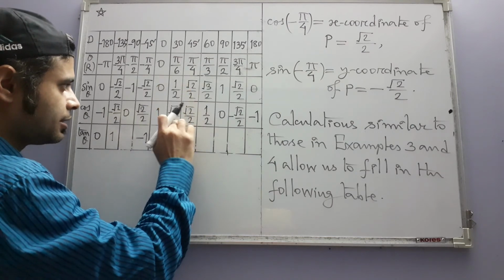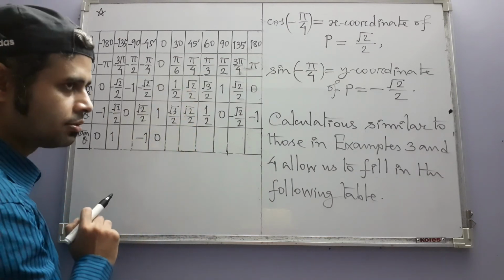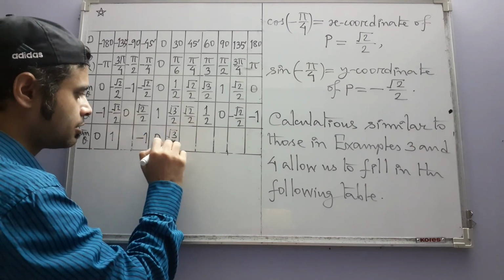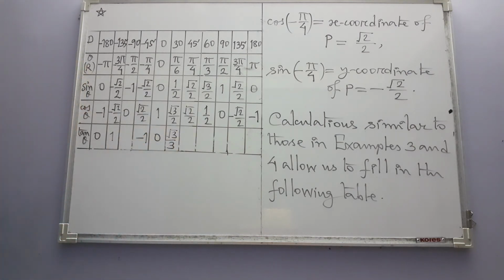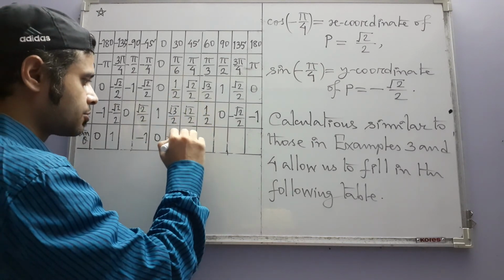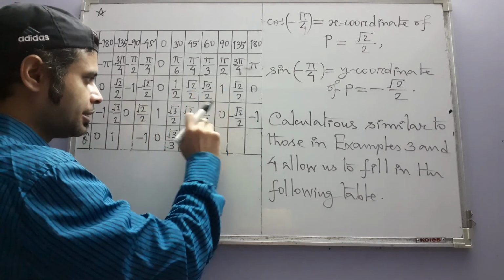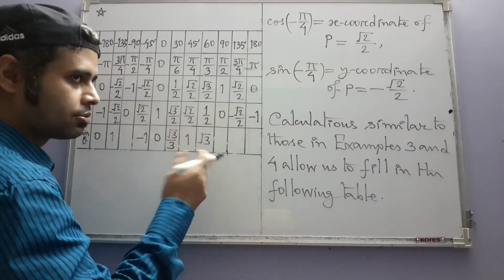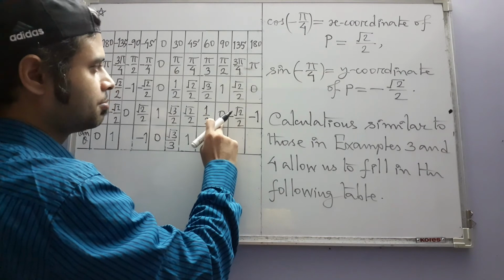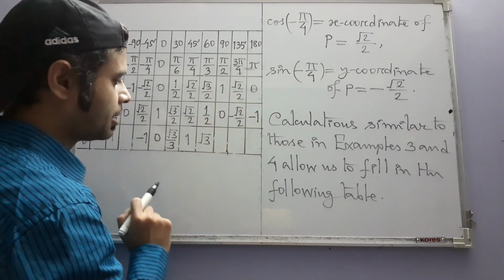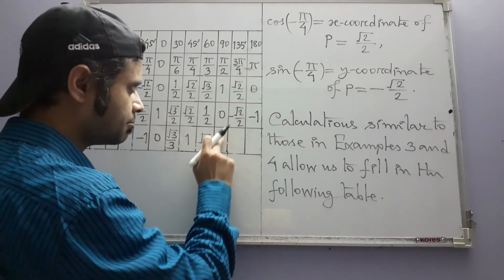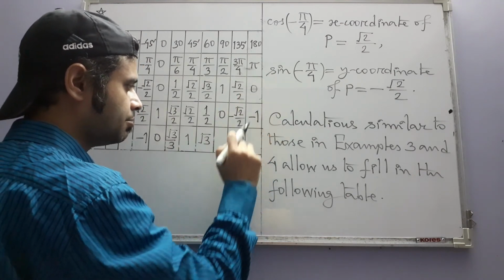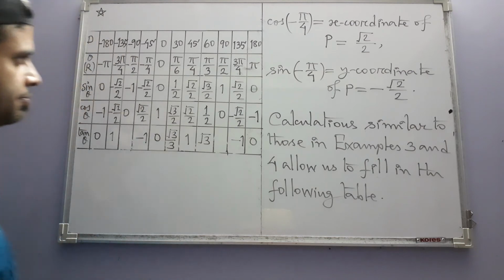1 over 2 divided by this is 1 over root 3, which however the author has decided to write like this. These two are the same, so 1. This divided by this is square root of 3, because the 2 and 2 cancel out. This cannot be defined because you have to divide 1 by 0, so this cell remains empty. This divided by this is minus 1, and finally this divided by this is 0.